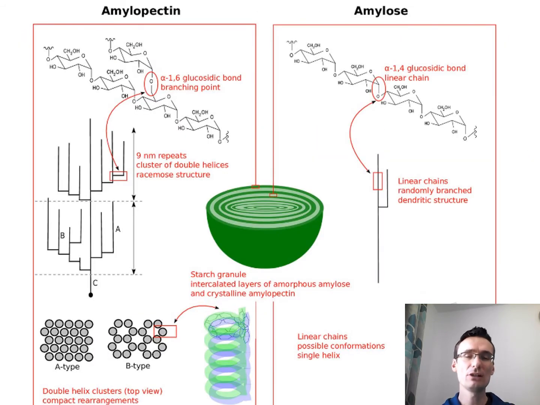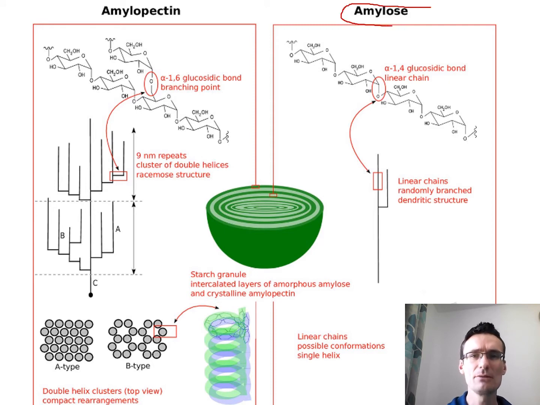Now, in A-level biology, we actually look at starch more than glycogen. So it's important to understand the structure of starch. So if you look at this in the middle, this is a starch granule. And basically it's in layers of what we call amylose and amylopectin. So we're going to look at amylose first.